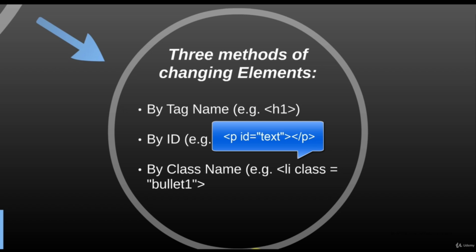Thirdly, and similar to the ID method, we can also refer to an element by assigning it a class. For example, if we wanted to modify a specific list element, we could attach the class bullet1, for example, and we could change it using JavaScript as well. In the next lesson, we'll take a look at a few examples of how we can change elements inside the document object model.